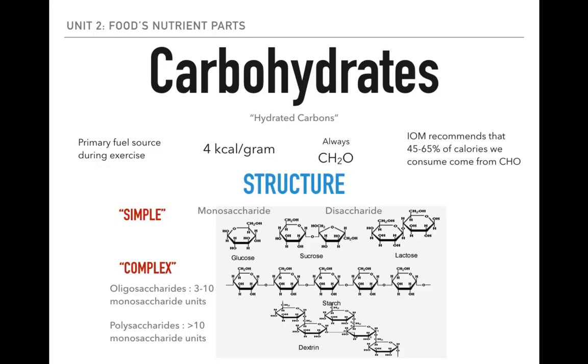But here are a couple of structures on the slide here. We have our simple carbohydrates, which are our monosaccharides and our disaccharides. Now we have 3 different monosaccharides. When you pair these monosaccharides together, you get di, which means 2 saccharides. Then we have complex carbohydrates. These are your oligosaccharides, where you have 3 to 10 monosaccharides stuck together. And then polysaccharides, which have more than 10 of these monosaccharide units. These are typically chains of glucoses.